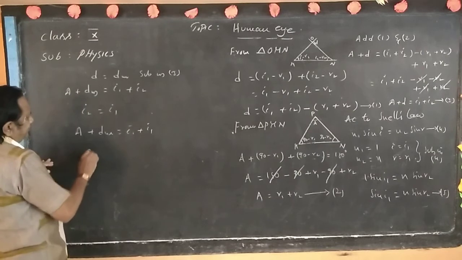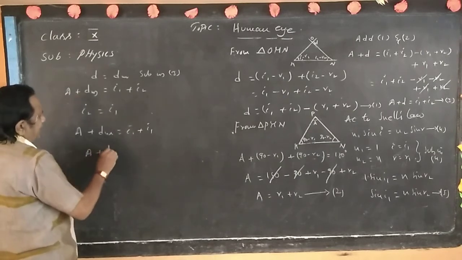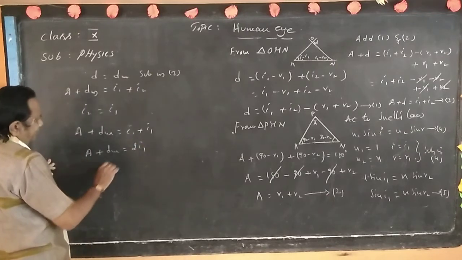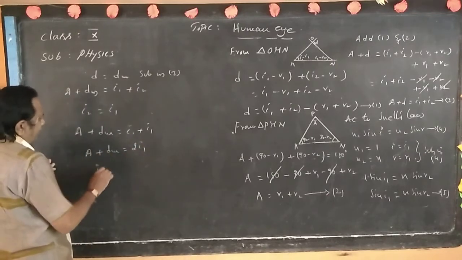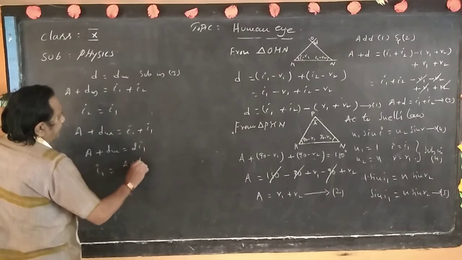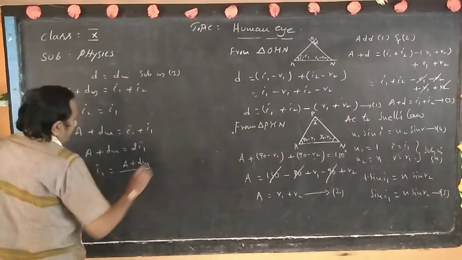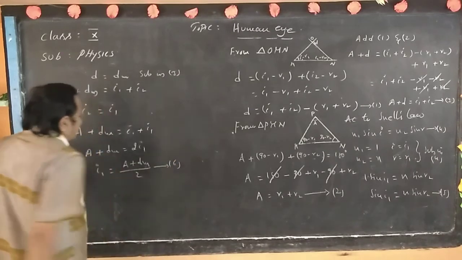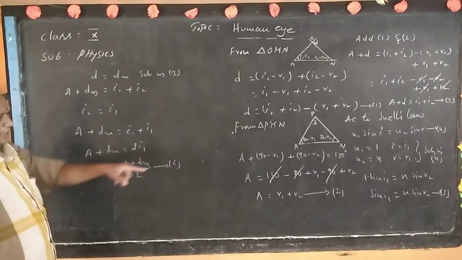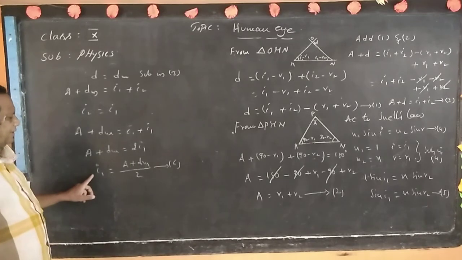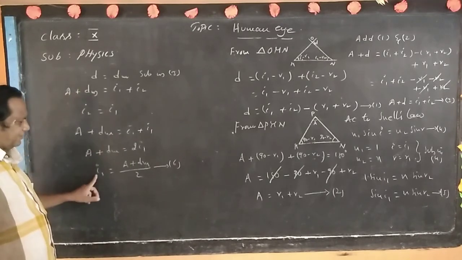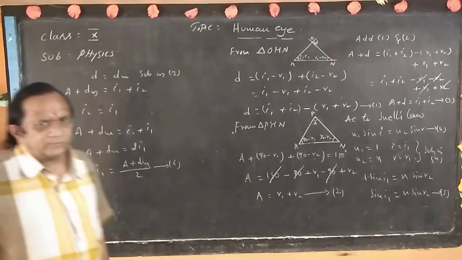Now what do you get? A plus dm is equal to 2I1. Then we calculate the value of I1 is equal to A plus dm by 2. That will be equation number 6. Because in Snell's law I1 will be given, we can consider this statement. So I1 is equal to A plus dm by 2.